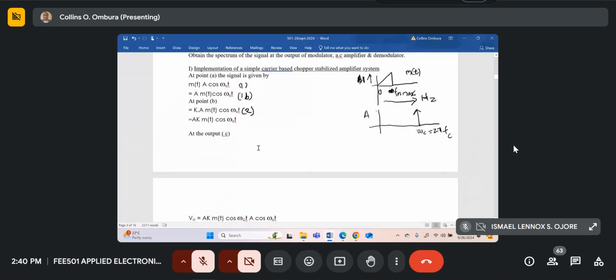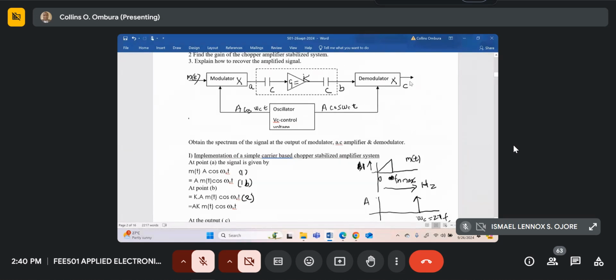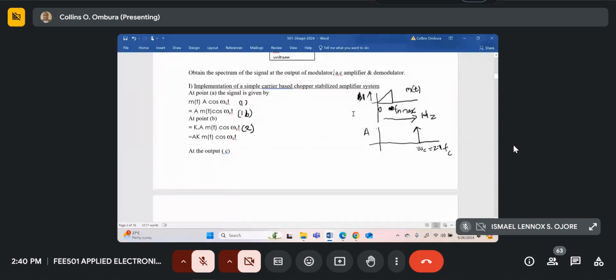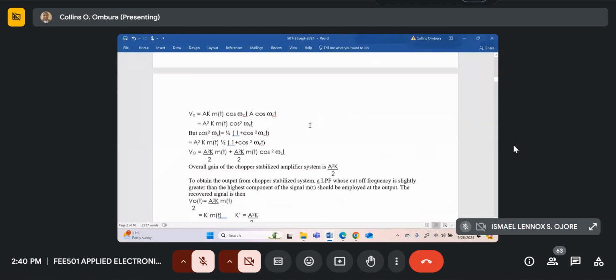oh, this thing went to the next page. So at point C, which is actually our output over here, the signal at B is multiplied by A cos omega ct. And point C is this, the first part of the equation. This was our signal at B, and then we multiply it by this.